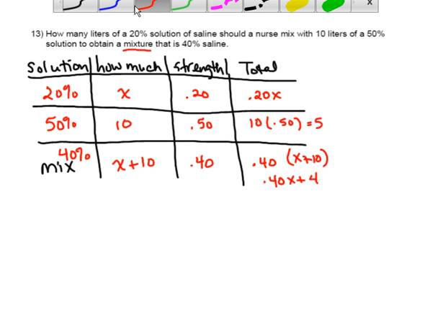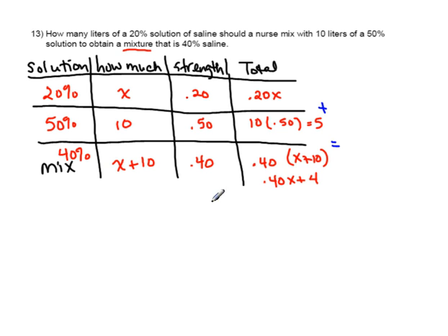Okay, so now how do you get your equation? Well, you get your equation from the last column. It's the two things you're mixing added together equals the mixture. So my equation to solve is 0.20x plus 5 equals 0.40x plus 4.